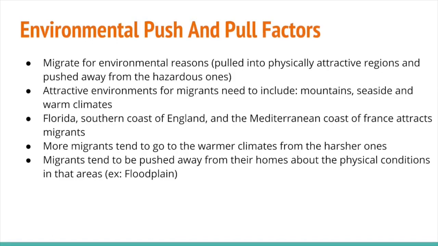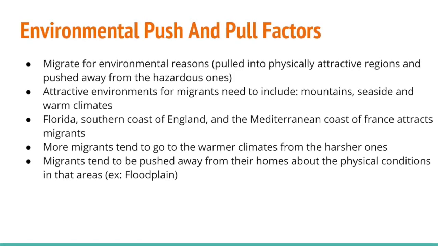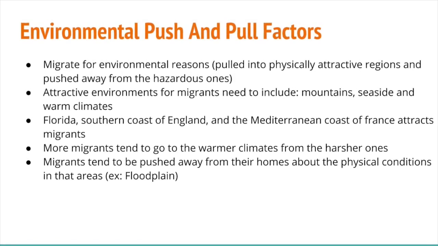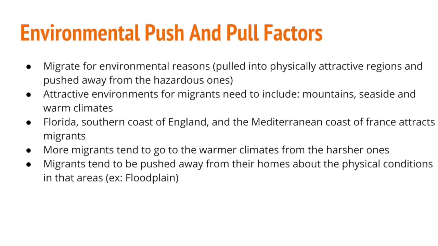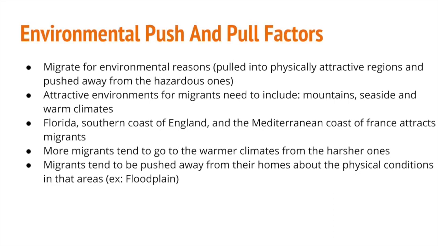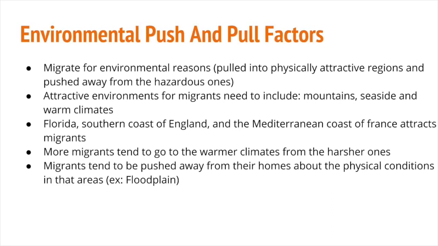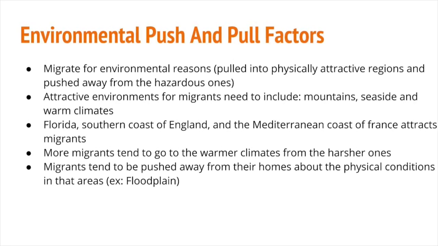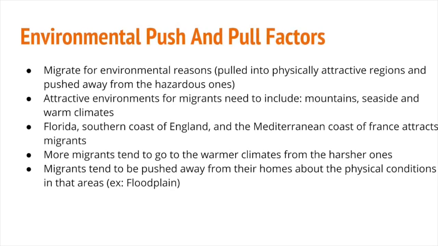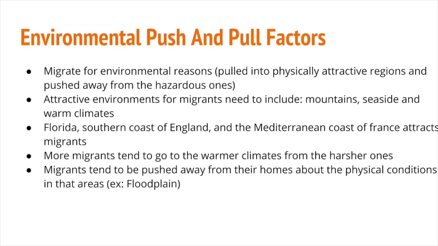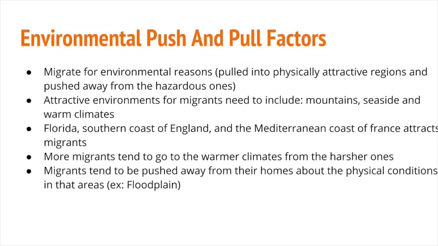They will migrate away from hazardous areas but will get pulled into areas that have attractive regions. To get pulled to attractive environments, they need to have mountains, a seaside, and warm climates. The southern coast of England, the Mediterranean coast of France, and Florida tend to have the people that retire and migrate to these warm climates. Areas that have warm climates like southern Spain and the southwestern United States get attracted with more migrants.